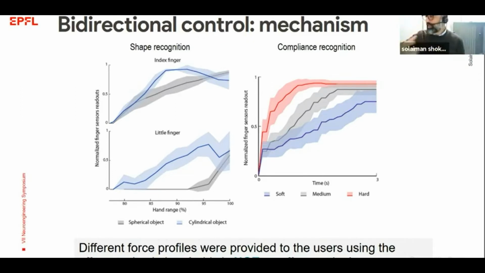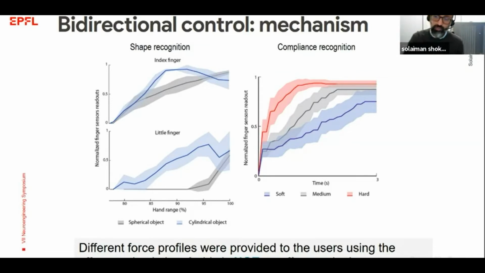So if you're grasping, and if you do the test by yourself, an object that is cylindrical or spherical, you will see that you have different numbers of fingers in contact. So this also permitted the subjects to have a relatively intuitive understanding of which object they were using and what its stiffness level was.